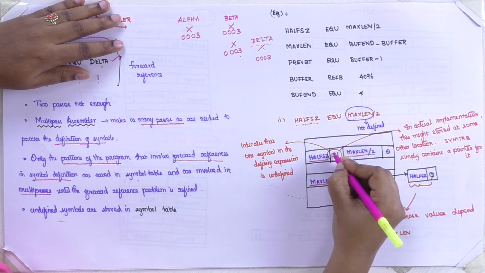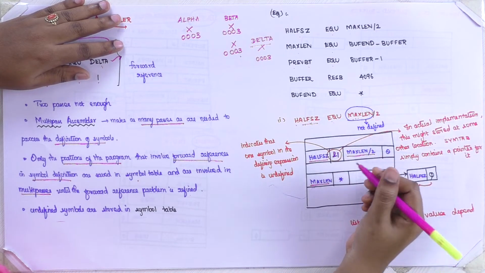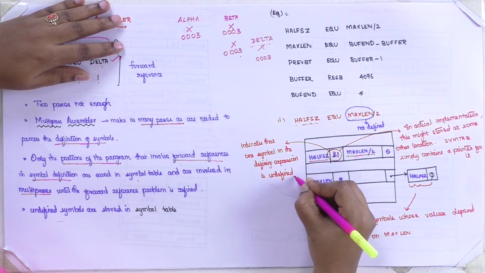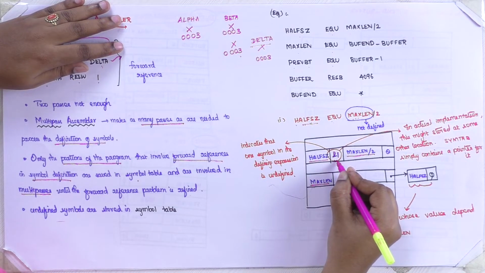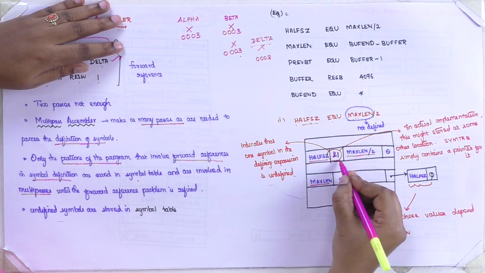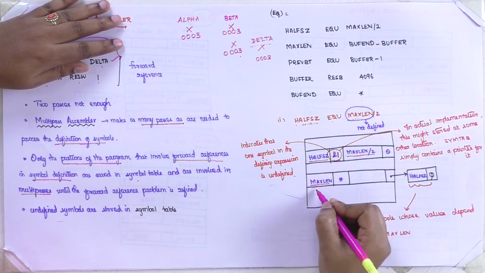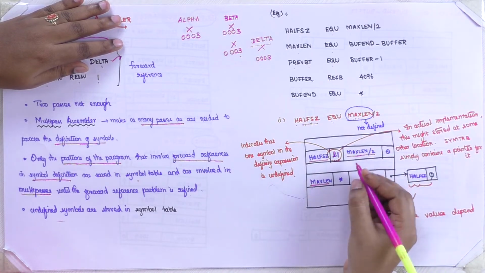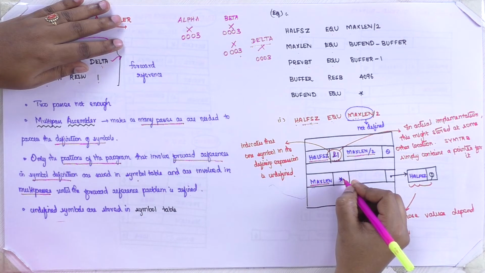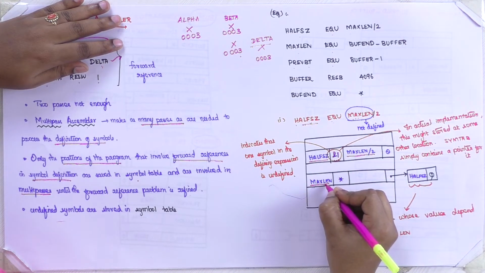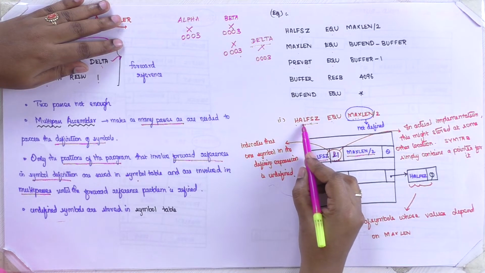Only one symbol, that you have to mention here as ampersand 1. So this indicates that one symbol in the defining expression is undefined. In actual implementation, this might be stored at some other location and the symbol table simply contains a pointer for it. Then MAXLEN. The value of MAXLEN we don't know, so we have to mention it as a star. And the value of MAXLEN is needed for which symbol? It is needed for HALFZ.